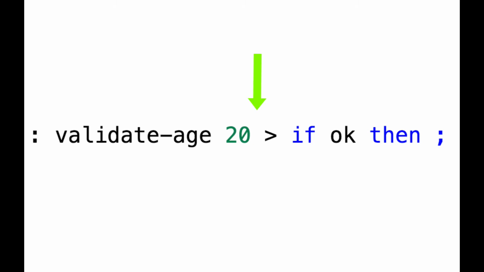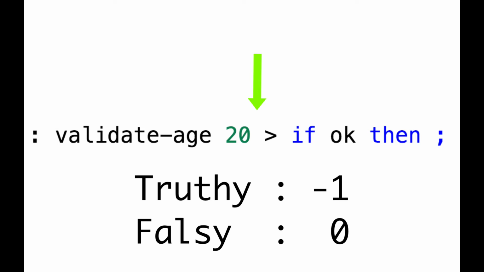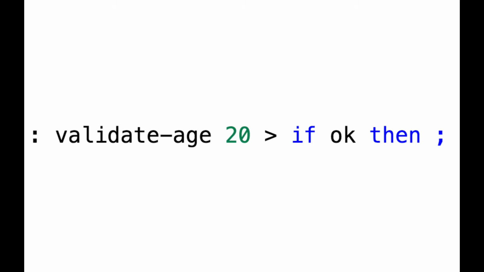20 greater than will determine if the value on the stack is greater than 20, and put a truthy value or a falsy value on the stack. Forth treats any non-zero value as truthy and 0 as falsy. Why they decided to use -1 as the truth value by default, I'm not sure about that.